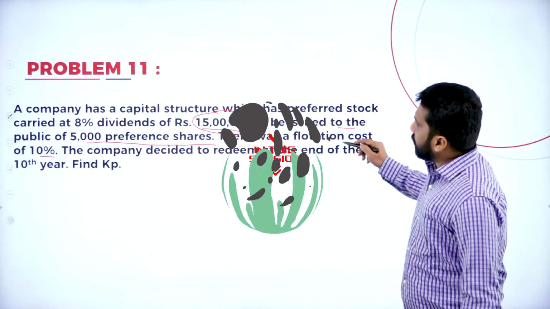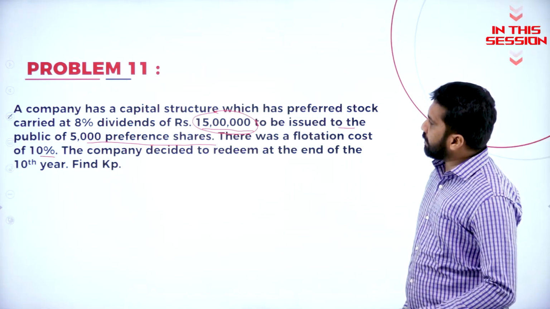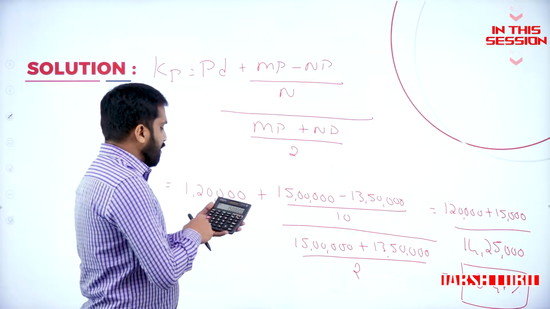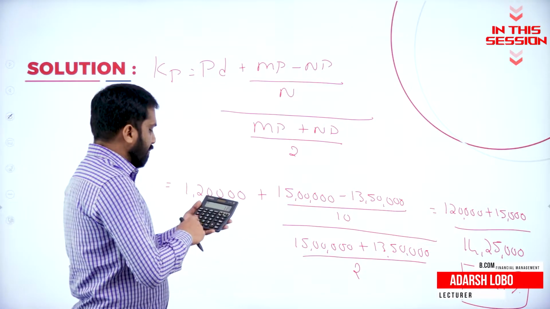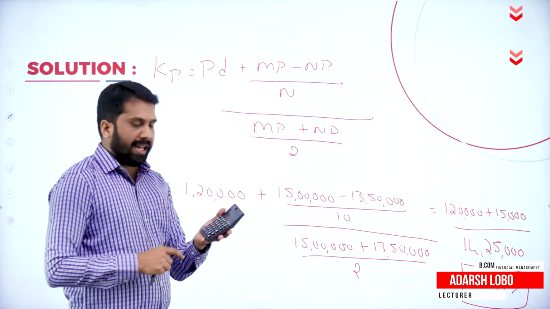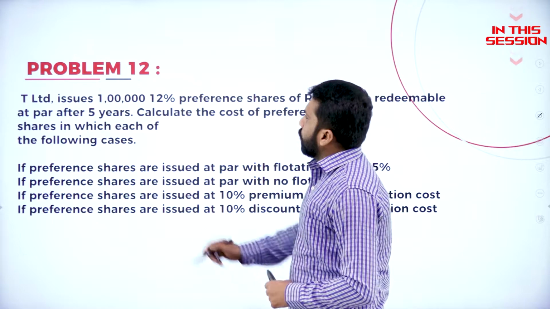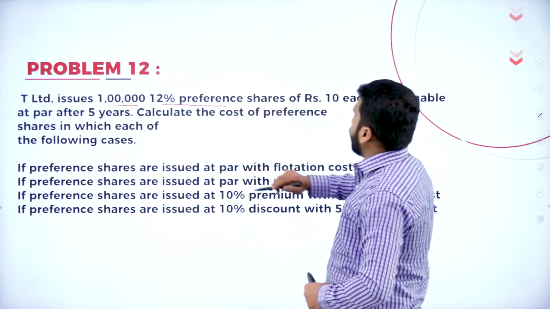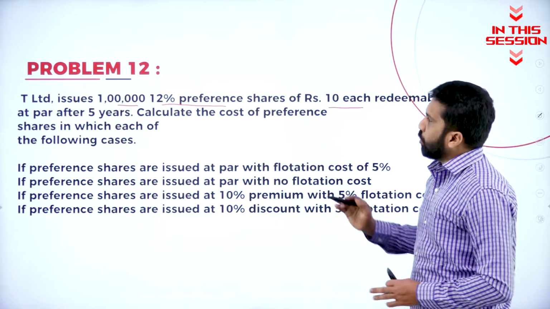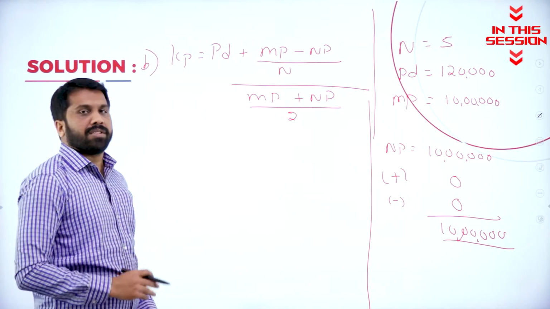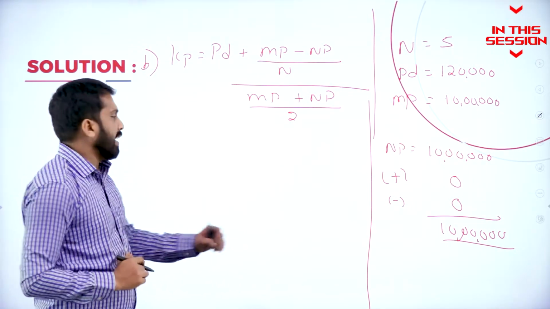There was a flotation cost of 10%. The company decided to redeem at the end of 15 lakh minus 13 lakh 50,000. I got 1 lakh 50 divided by 10 years. T Limited issued 1 lakh 12% preference shares of rupees 10 each. There is no premium, no discount, no flotation. So your answer will be how much? 10 lakh.